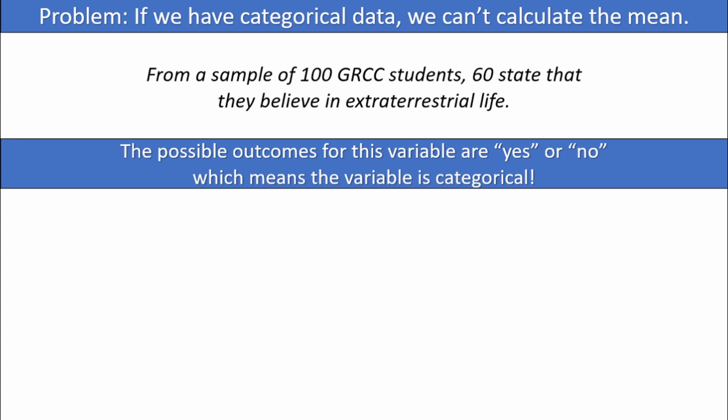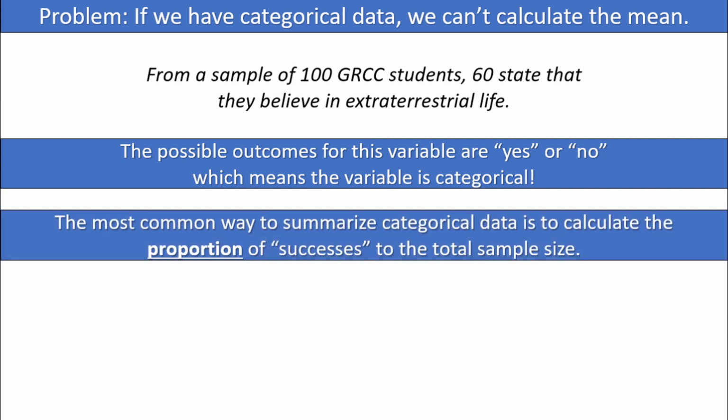The possible outcomes for this variable are yes or no, which is what makes the variable categorical. This is a point of confusion for some students. They look at the numbers up here, that there are 100 students and that 60 believe in extraterrestrial life, and think that we have quantitative data. But if you think of the response you would get from each individual, which are either yes or no, you see that the data itself is not quantitative, it's actually categorical. The most common way to summarize categorical data is to calculate the proportion of successes to the total sample size.